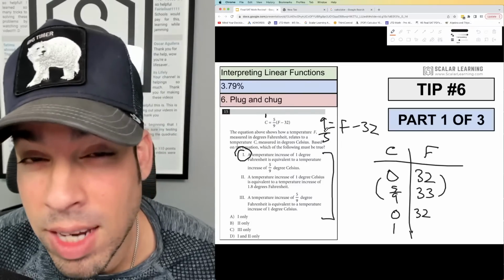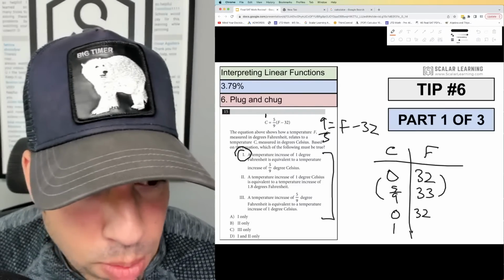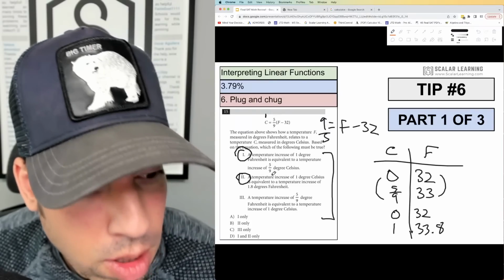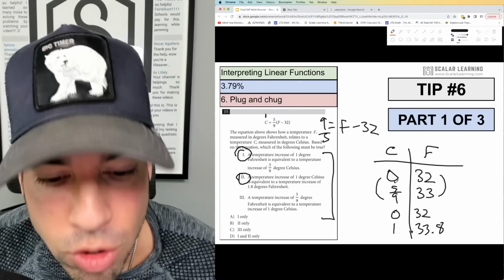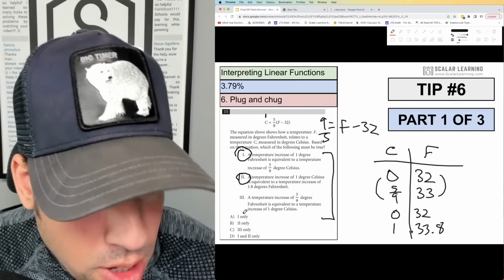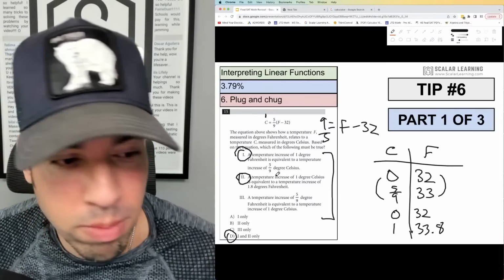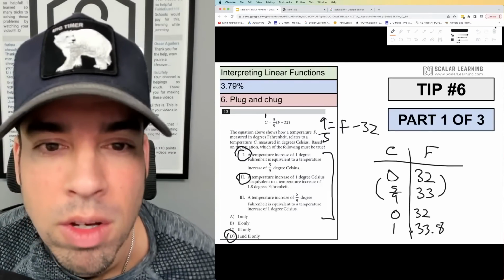And what is 9/5? It actually is 1.8. 32 plus 1.8 is 33.8. Look at that. It did go up by 1.8. So you can see we can test it even when it feels a little convoluted. So I already know the answer is 1 and 2. No, the choice for 1, 2, and 3. 3 happens to be wrong. Boom, done.